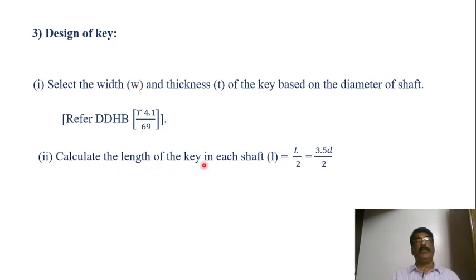Next, calculate the length of the key in each shaft, which is equal to capital L divided by 2. That is the length of the muff divided by 2. So we know that the length of the muff is equal to 3.5 d, divided by 2. Then we can calculate the length of the key also. So the three dimensions of the key are obtained now: W and T from the design data handbook, and the length of the key is equal to the length of the muff divided by 2.